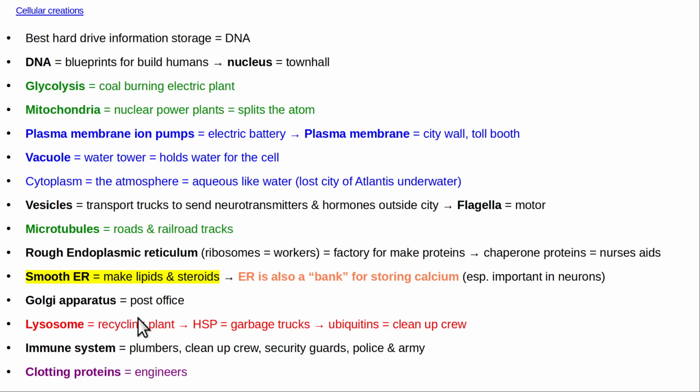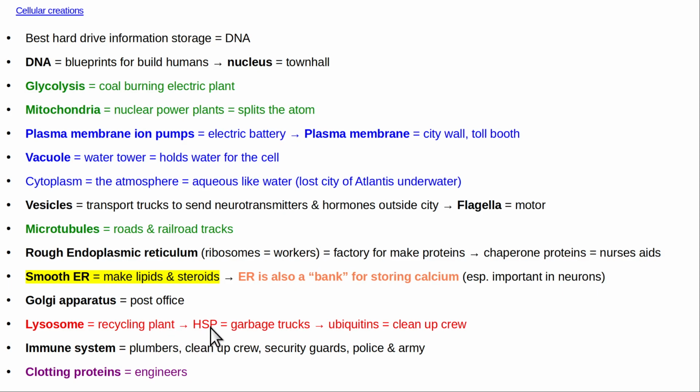Golgi apparatus is more like a post office for making sure that the just produced proteins or lipids go wherever they're supposed to go. It sort of puts a destination address onto them, stamps it onto them. Okay, the lysosome is a recycling plant. Peroxisomes are similar. We more often talk about lysosomes, though. Recycling plant to recycle old, worn-out proteins and other structures.